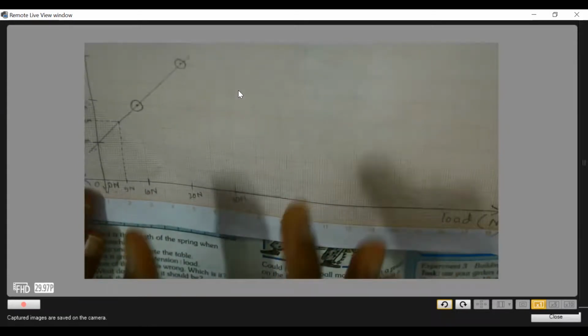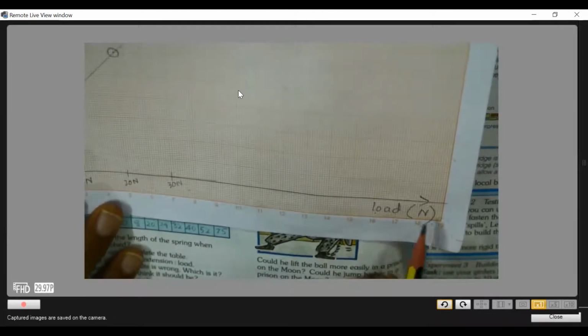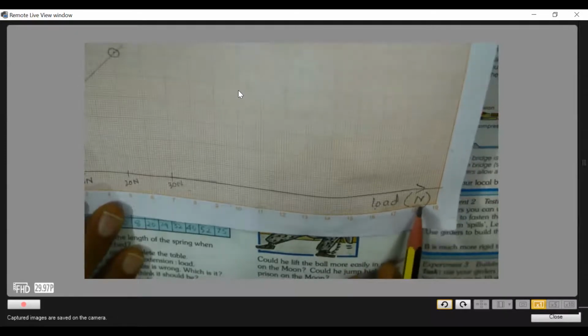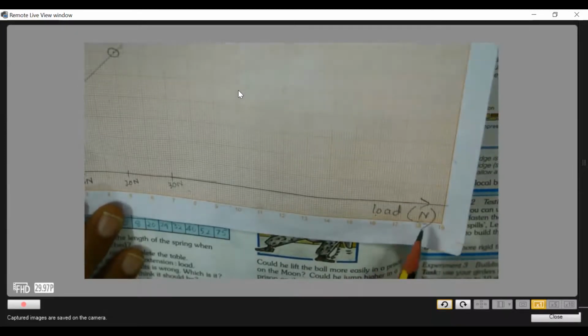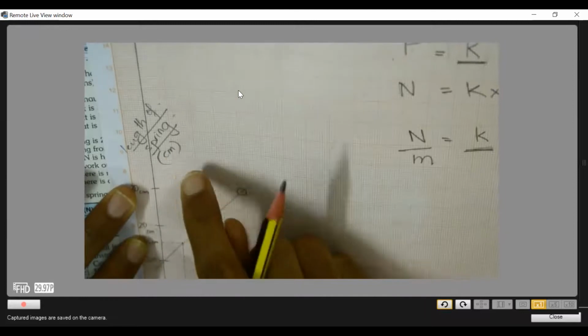So what did I do? My x-axis again has load in newtons. Now, what are the prerequisites of plotting a graph? Always show your x-axis and y-axis with arrowheads on both sides. Without this, the graph would be incomplete. Also mention the quantity which you are representing on each axis with units in brackets. Do not forget the units. If you forget the units, your marks will be deducted even in board exams. The y-axis is the length of the spring in centimeters.